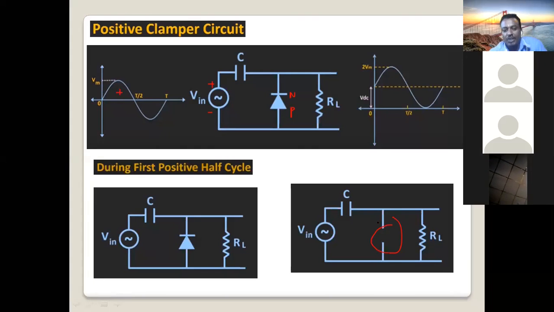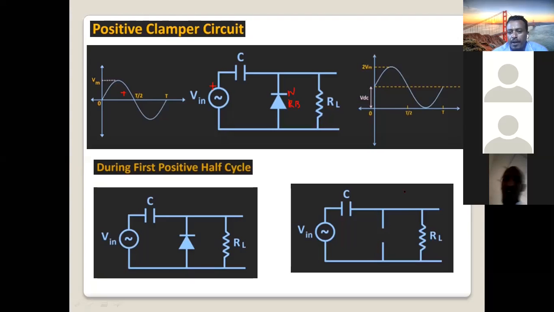So when it is off, what will happen? The output will be the input voltage plus the voltage of the capacitor. Here is the capacitor. The capacitor charges when the diode is off. Why? Because the input is positive. In the positive half cycle, positive is connected to the N side of the diode, so the diode is reverse biased, which means it is off. As you can see in this diagram, it is off.